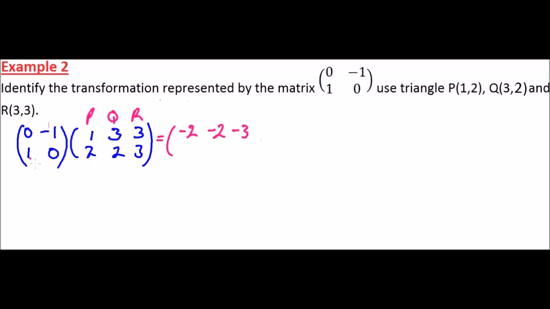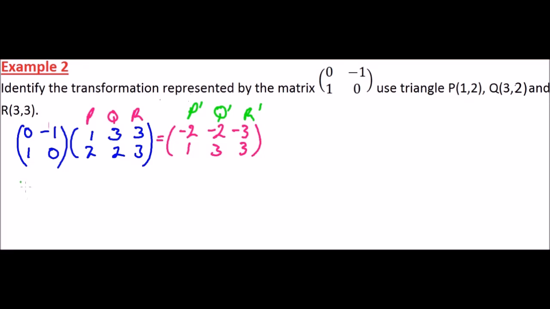Then we come to the second row. 1 times 1 is 1, 0 times 2 is 0, so 1 plus 0 you get 1. 1 times 3 is 3, 0 times 2, that is 0, so when you add, you get 3. 1 times 3 is 3, 0 times 3 is 0, so 3 plus 0, you get 3. So what this implies is that these are our new images of P, Q, R. So we label P prime, Q prime, and R prime. So once you have that, then we can now get the coordinates of our new image.